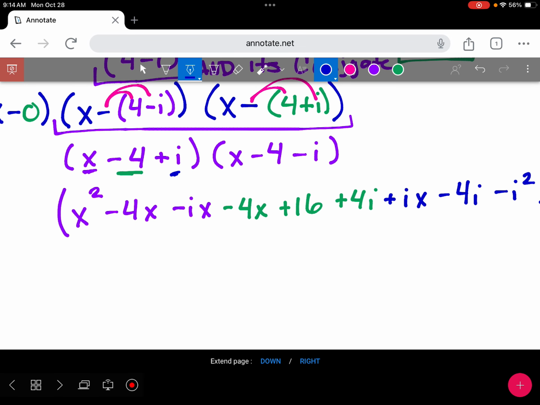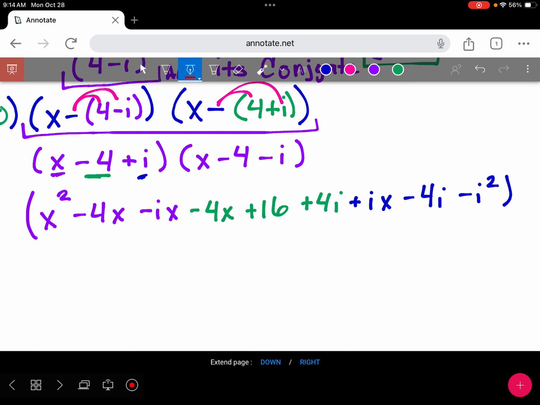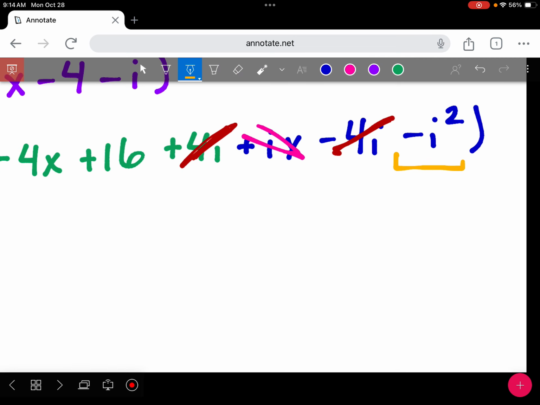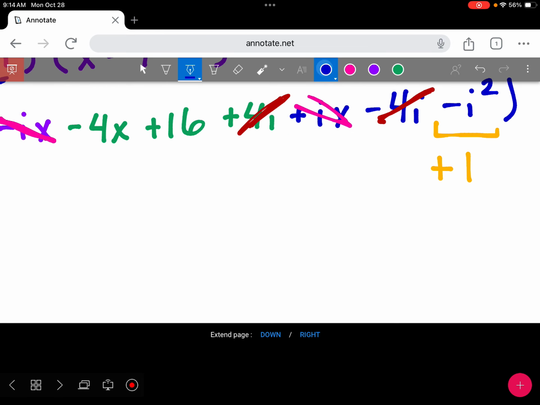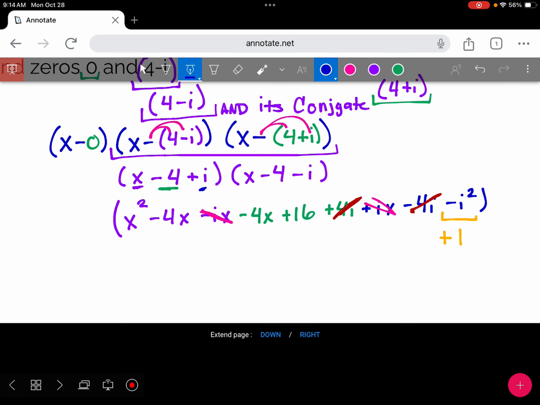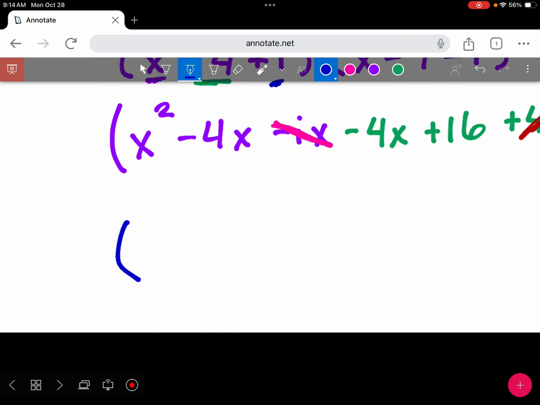What do we notice in this piece once we've got all these pieces multiplied out? I've got a minus 4i and a plus 4i, so those guys cancel out. I've got a minus ix and a positive ix. Those guys cancel out. And then we also know i squared, so this is minus i squared, so minus negative 1. This piece is going to become a plus 1. So when we simplify this and combine some like terms, what is this simplified as much as we can get?